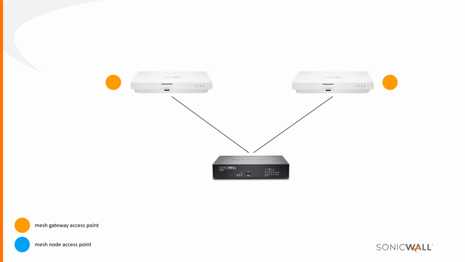It's only when we disconnect the access point from the network that we find that it converts to becoming a mesh node AP. A mesh node AP, if you're not familiar with the term, is essentially an access point that receives its network or internet access wirelessly, over the air, from the mesh gateway AP that's hardwired into the network.